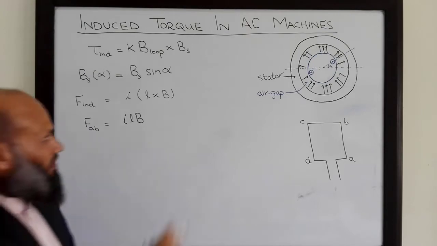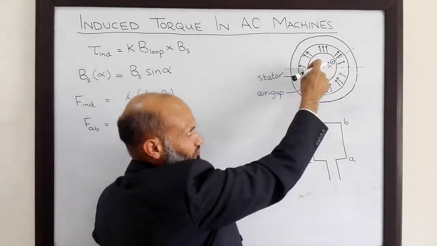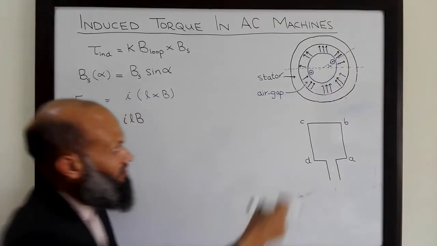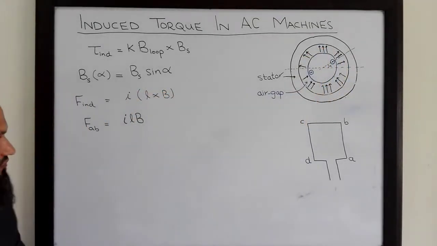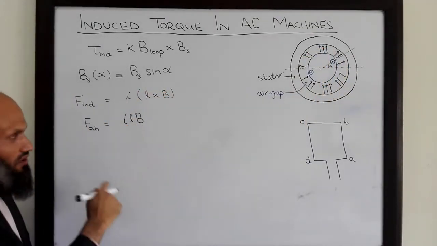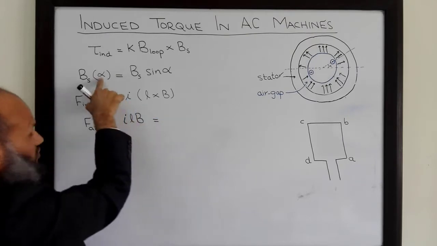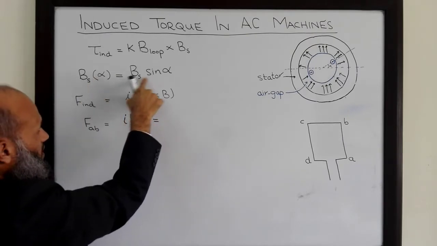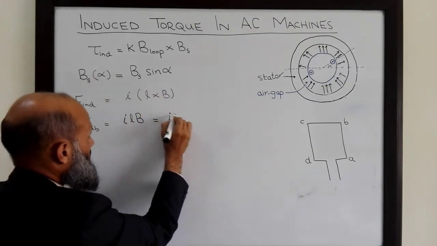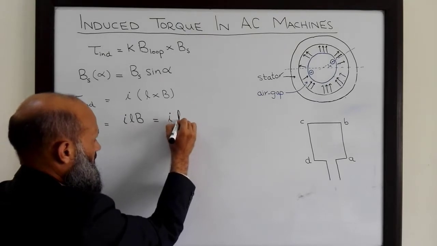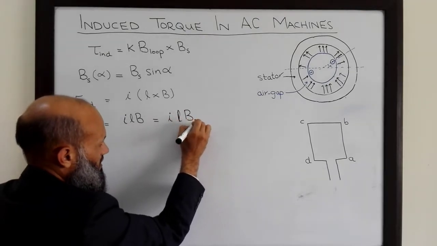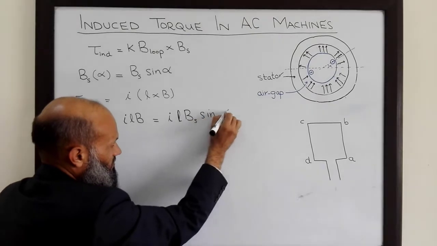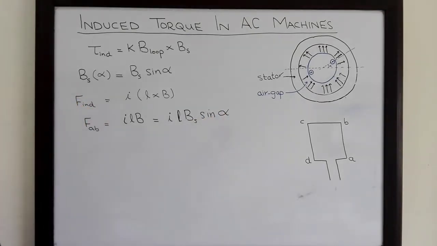Furthermore, the flux density is not uniform along this air gap. It is a function of angle. So B is basically a function of alpha, so it is B_s sine alpha. So I L B_s sine alpha is the magnitude of force.